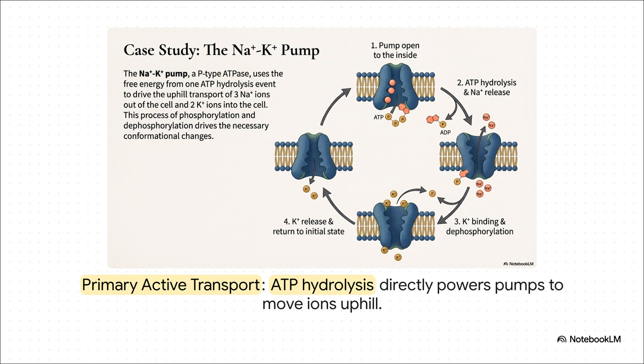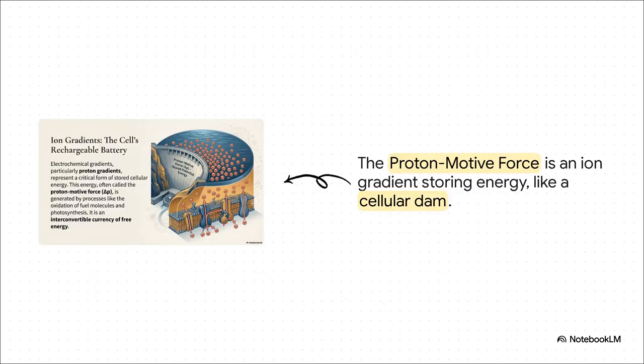Let's talk about currency number one, ATP. In what we call primary active transport, the cell spends this cash directly. The classic example is the sodium-potassium pump. The energy that's released by breaking just one chemical bond in an ATP molecule is enough to physically change the shape of this protein pump, kicking 3 sodium ions out and pulling 2 potassium ions in, both of them fighting against their natural flow.